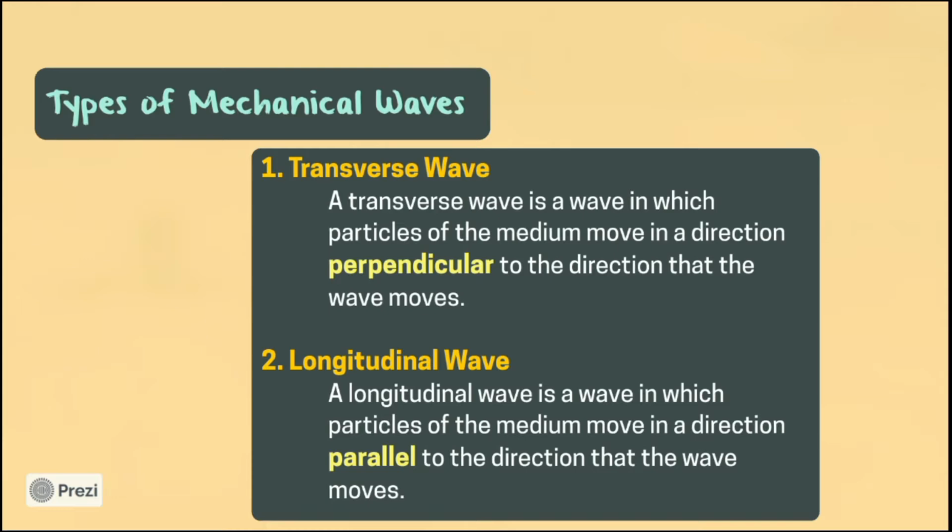Okay, a transverse wave is a wave in which particles of the medium move in a direction perpendicular to the direction the waves move, while a longitudinal wave is a wave in which particles of the medium move in a direction parallel to the direction that the wave moves.